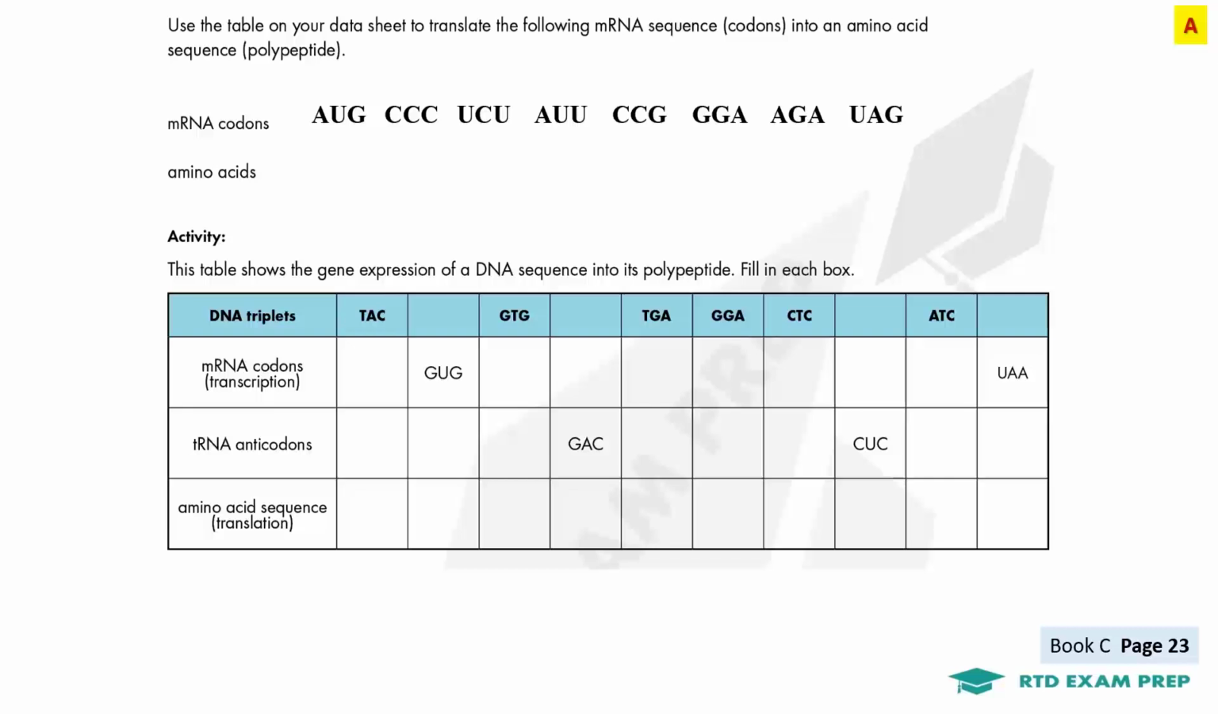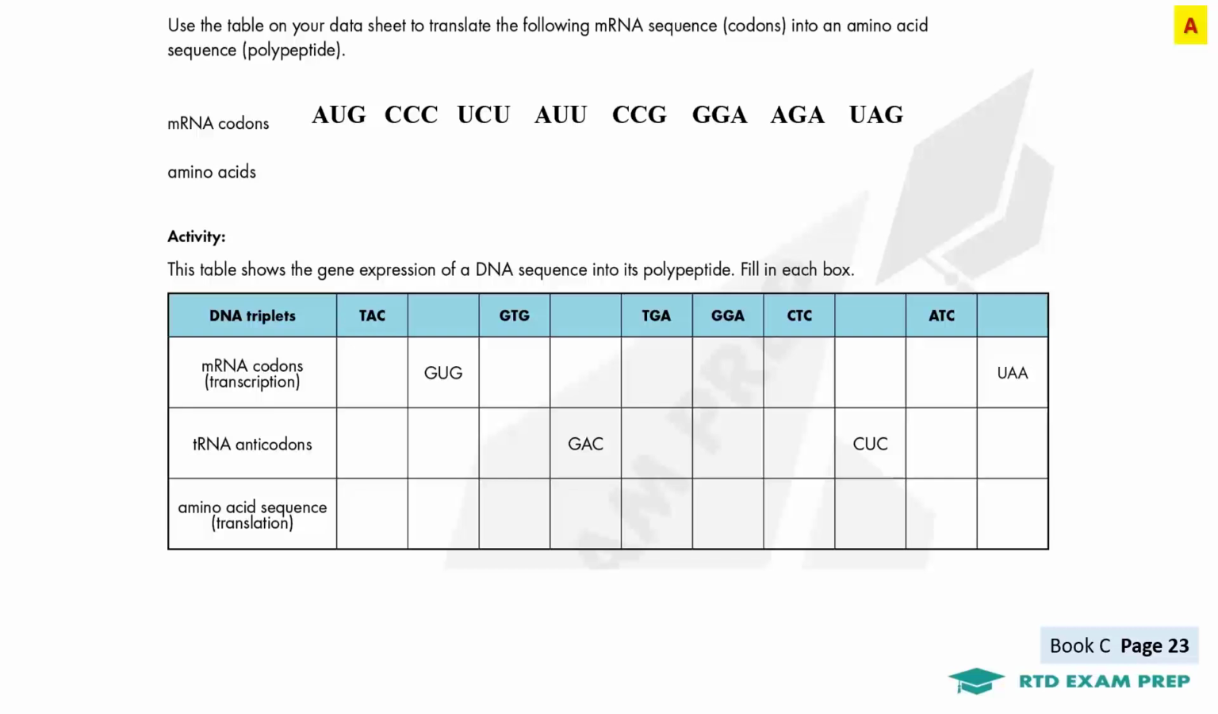Then I really want you to pause me and take some time and make sure you have your data sheet right beside you so that you can jump into those 64 squares and figure out what type of amino acids we have. Using that table on your data sheet, translate the following mRNA sequence, remembering it's codons, into an amino acid sequence. All right, good luck.